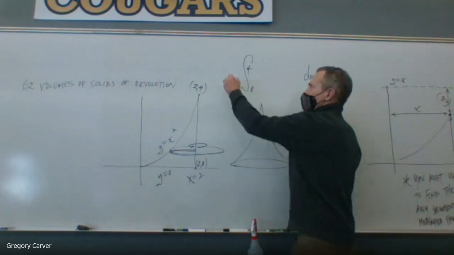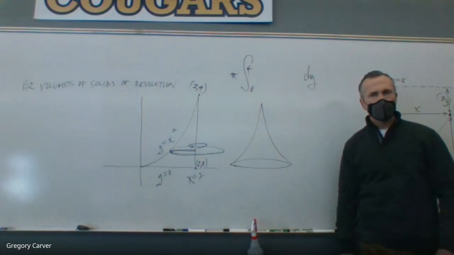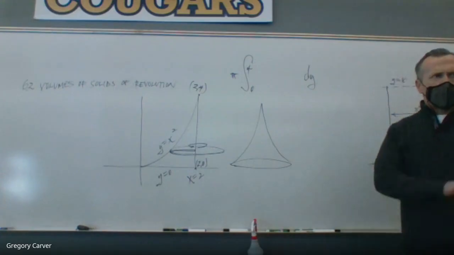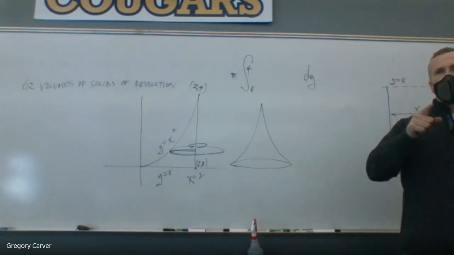We got pi out front. Hey, partial credit. Perfect. By the way, pi's a constant, right? So I just move it out of the way. Cool. Now you got to get the radius.